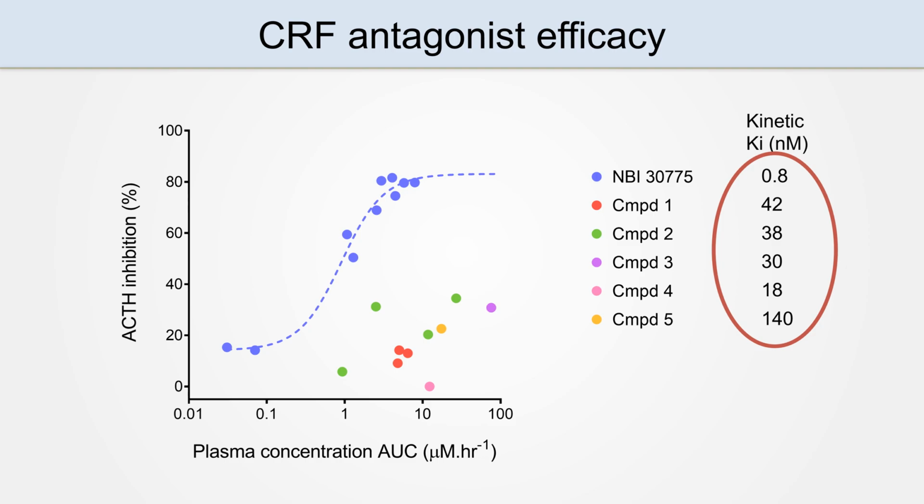However, the new compounds were less potent. For example, compound 5 was 180-fold less active in terms of its true affinity for the receptor. This explains why the compound was less active in vivo.